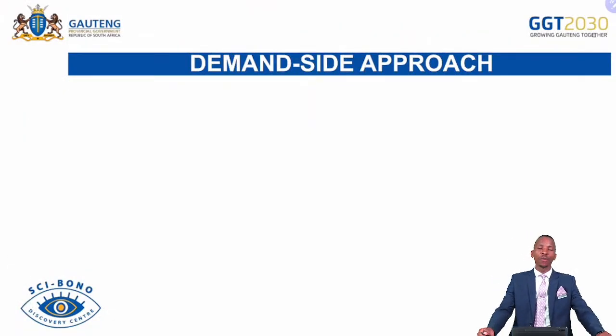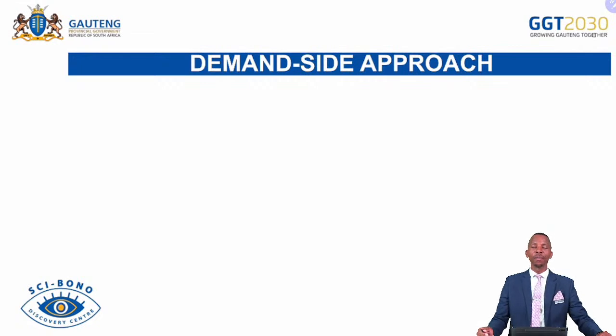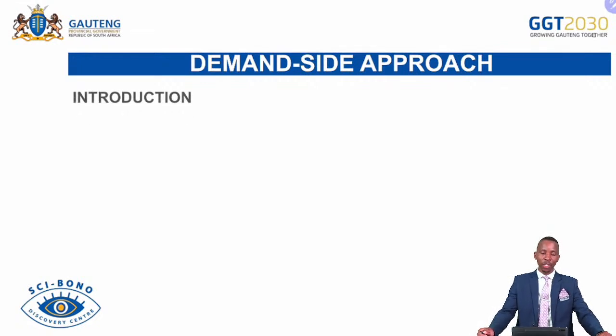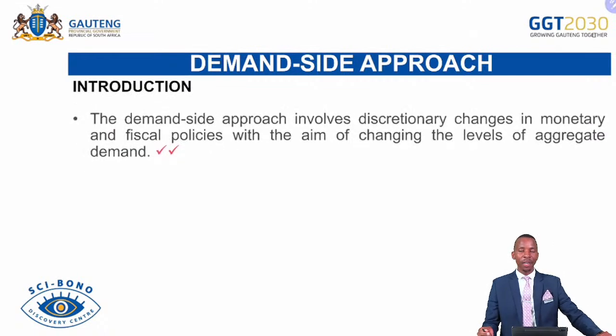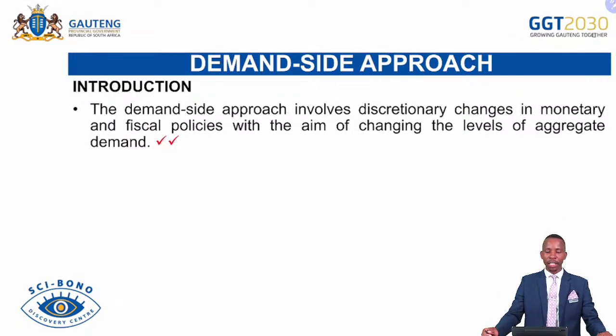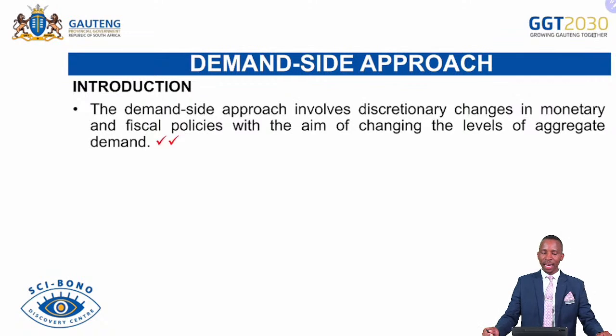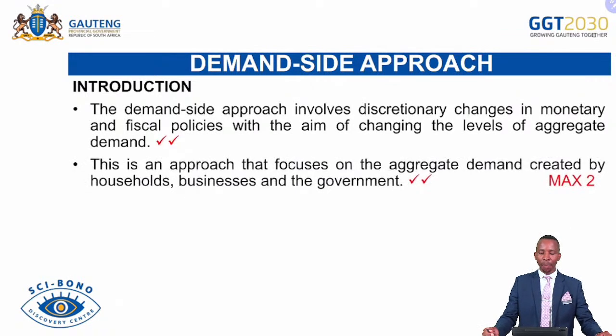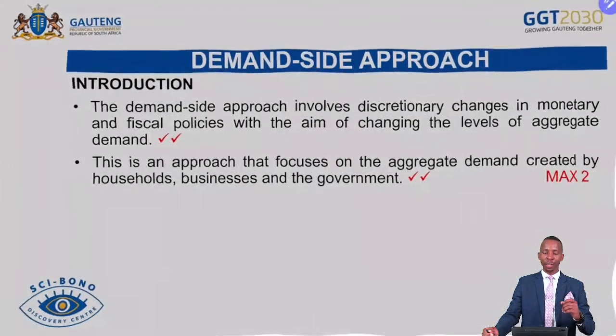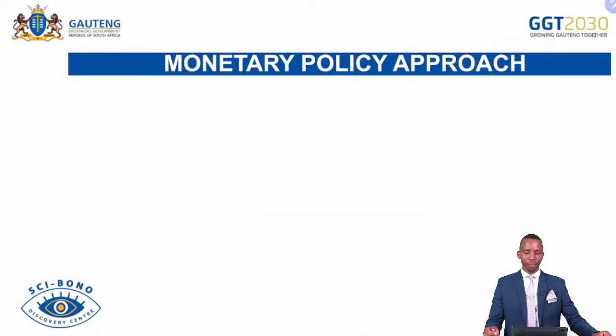So first, we know that we follow the IMEC: introduction, the body main part, additional part, as well as conclusion. The first one will be the introduction, whereby there will be a description of the demand-side approach. The demand-side approach involved discretionary changes in the monetary and fiscal policies, with the aim of changing the levels of aggregate demand, 2 marks. This is an approach that focuses on the aggregate demand created by household, business, and government, 2 marks. Any other correct relevant response was given 2 marks.